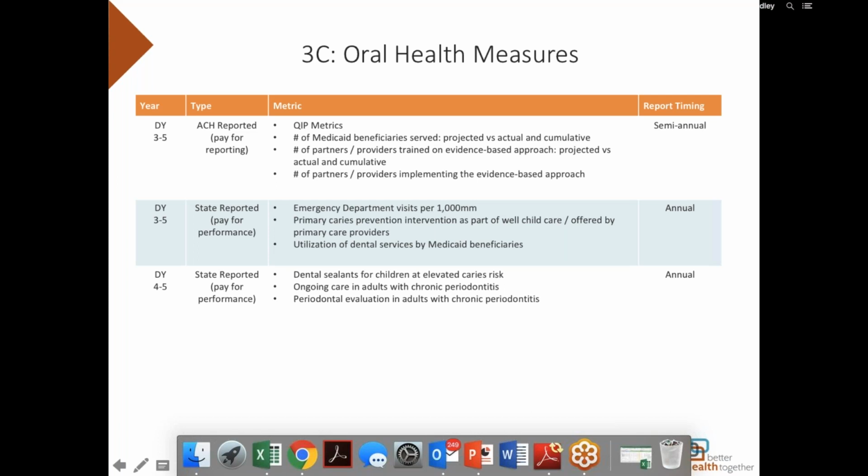And backing up, talking about Oral Health Connections, the enhanced reimbursement is being piloted in three counties, and Spokane is one of those counties. So I think there's huge opportunity here.